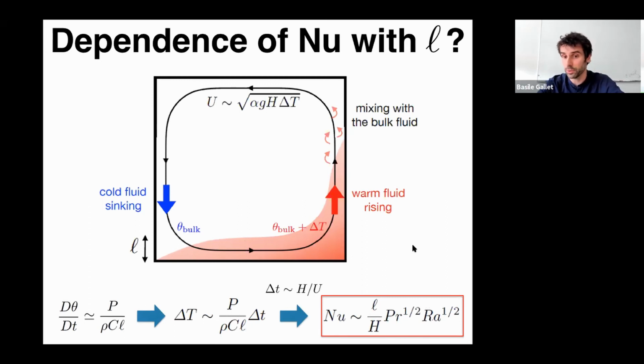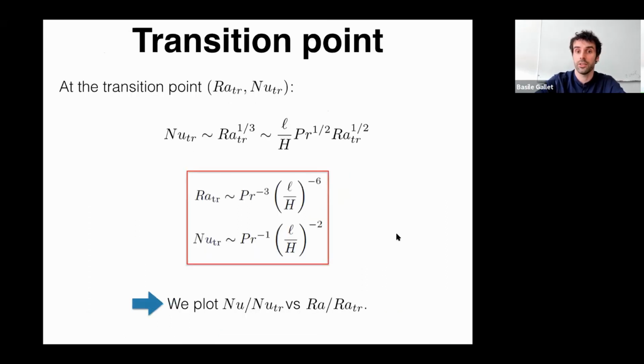And the transition point between the two is when the Nusselt number is equal in the two scaling laws, where these two scaling laws are going to intersect. So this transition point is where the Nusselt transition equals both Rayleigh transition to the 1/3 and this mixing length scaling behavior. If you do that, you can get the coordinates of the transition point as a function of L over H. And so in the next slide, I will be plotting the Nusselt number divided by the transition Nusselt number as a function of the Rayleigh number divided by the transition Rayleigh number.